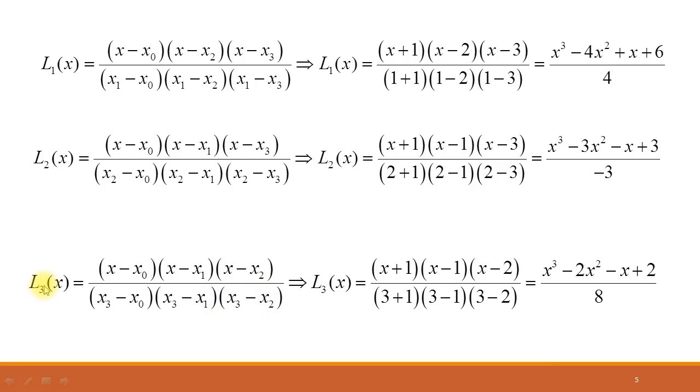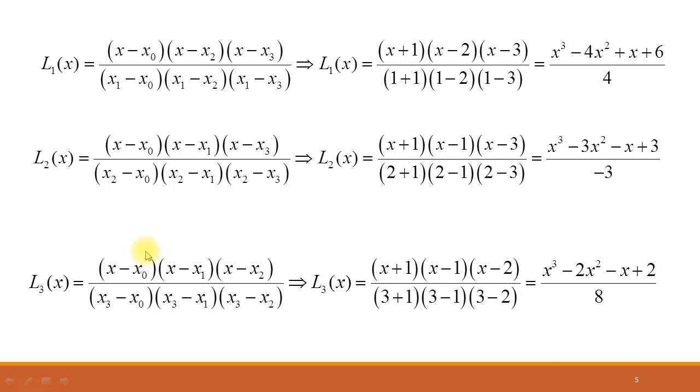So dear students, note that for L3 we do not write x3 in the numerator, and subtract the remaining x values which are given in the table from this x: x minus x0, x minus x1 and x minus x2. And now write x3 in the denominator and subtract x0, x1 and x2 from this x3: x3 minus x0 into x3 minus x1 into x3 minus x2.